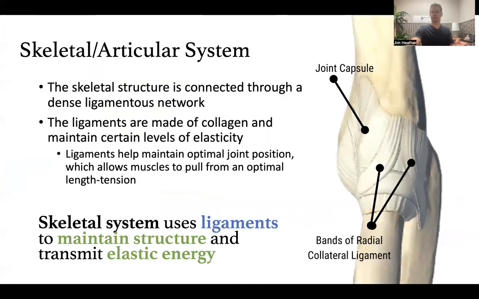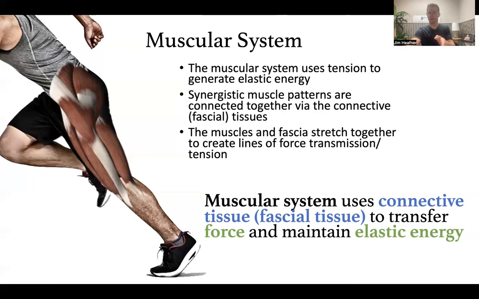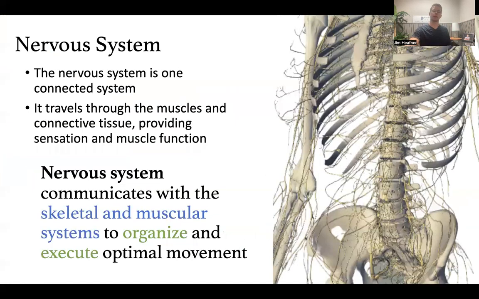Let's go back to the skeletal system real quick. Your skeletal system uses the ligaments to maintain structure. The muscular system uses the connective tissues to transfer that force appropriately. And then lastly, the neural system is the one that puts it all together.